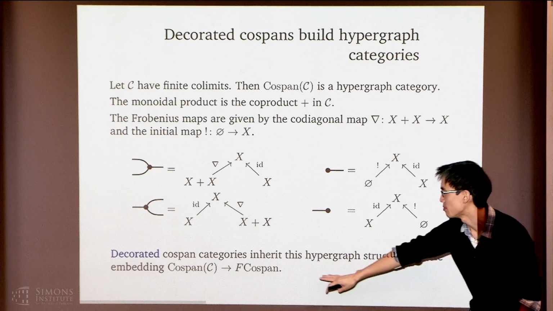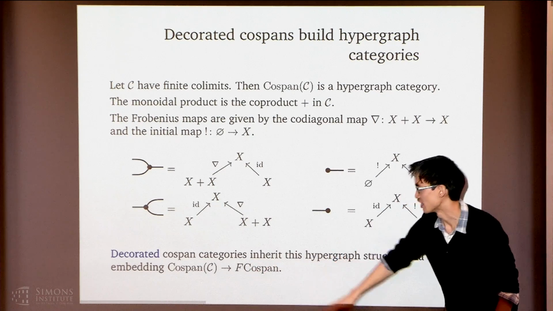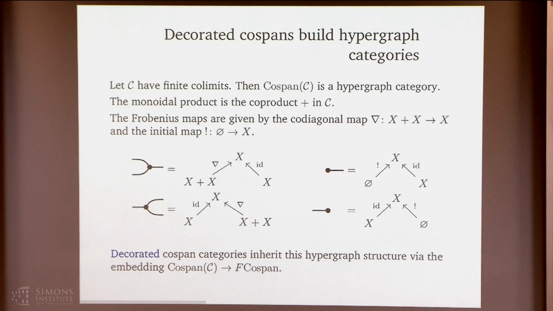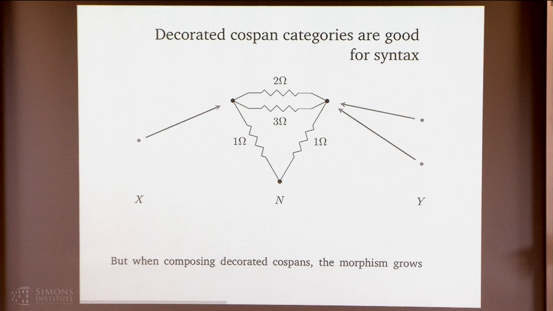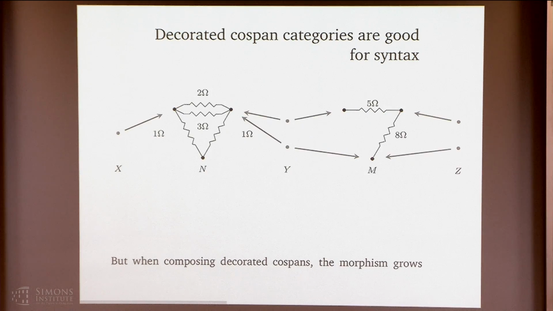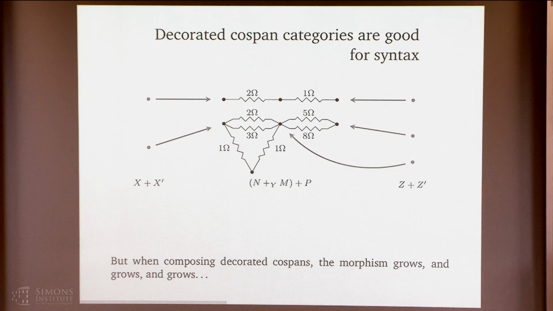In fact, this gives an embedding of the category of cospans just in C into the category of decorated cospans. And then we can see the sort of hypergraph structure inherited along this embedding. So decorated cospans build hypergraph categories. And this is great, especially syntactically. So if you recall, here's a decorated cospan category. If we have a decorated cospan, if we have another decorated cospan, we can stick them together, we can compose them, we can take monoidal products.